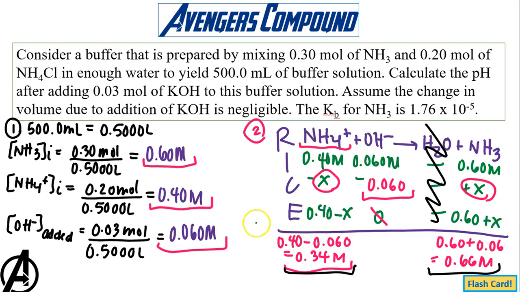Now, instead of going forward like we did before to do another rice table, we can simply use the Henderson-Hasselbalch equation in order to be able to get pH. First, we have to be able to use our Kb value to get Ka, and then be able to fill out all the variables for the Henderson-Hasselbalch equation.